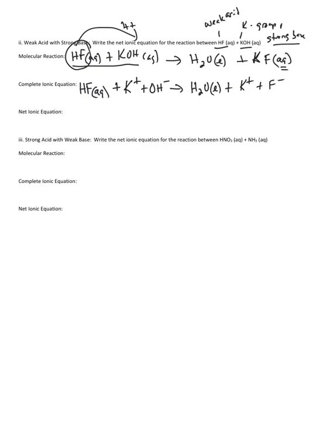All right, are there any spectator ions? Are there any ions that have not changed at all? They're the same before the arrow and after the arrow. There's only one now, the potassium. The potassium ion is the spectator ion, exactly the same on both sides of the arrow. What I'm left with is the net ionic equation.